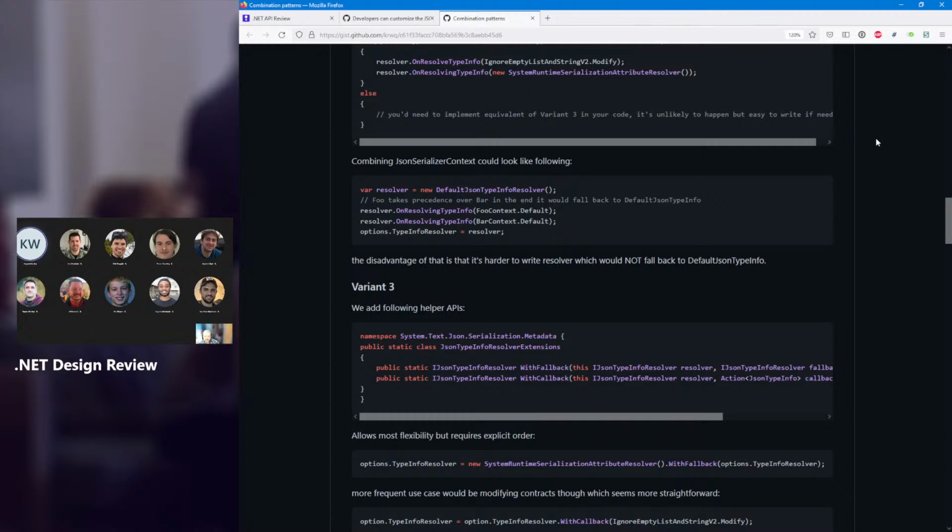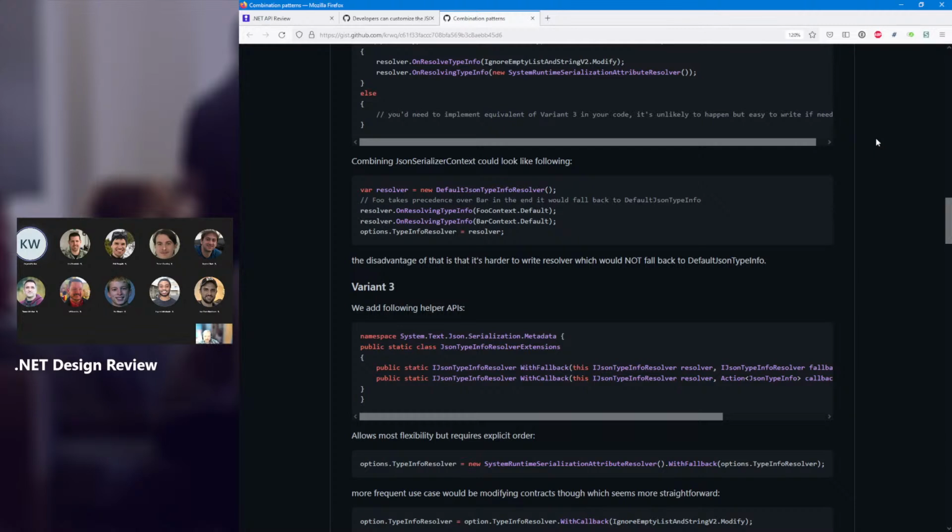So basically, you can combine any 2 resolvers in any way possible. So you write your own resolver. You can take a serialization context and do the fallback logic to the default resolver or whatever else resolver you could have written. And the callback would be essentially the same as the on resolving, which modifies the contract. So they both provide similar APIs.